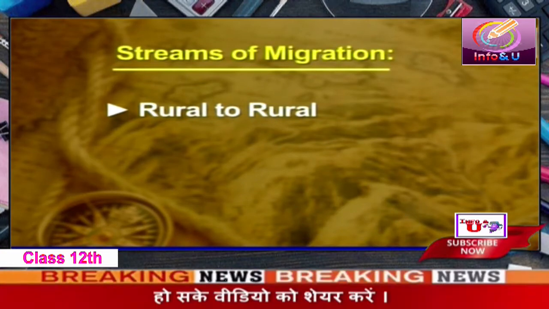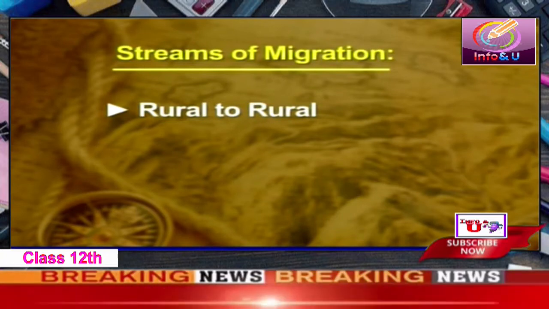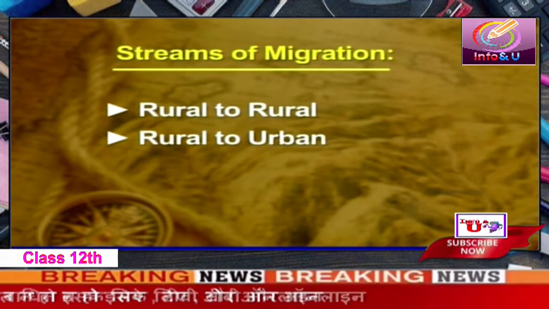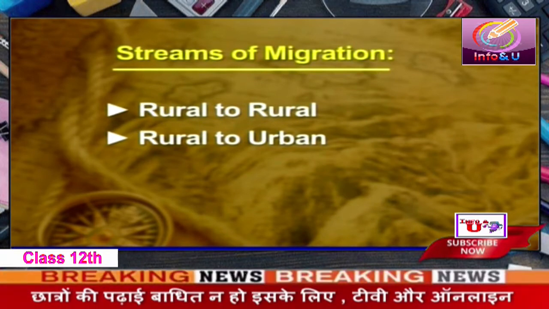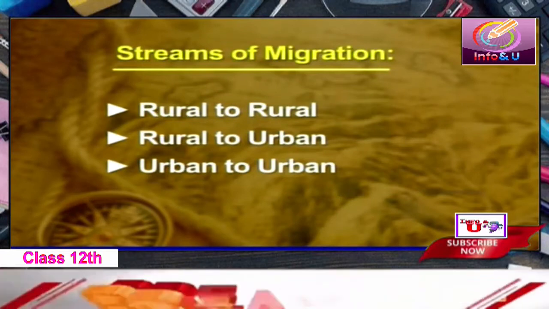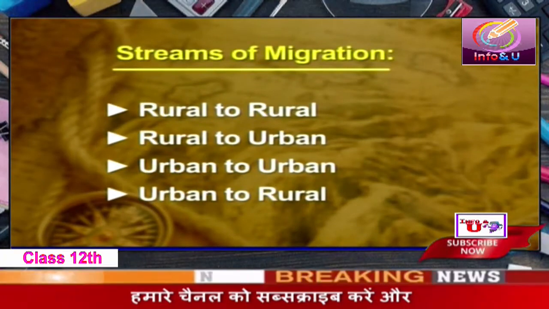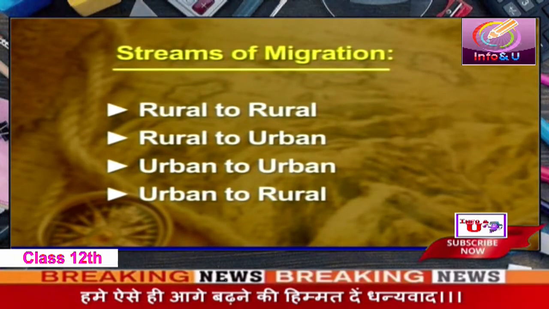The people migrate from one rural area to another rural area. Or the people migrate from a rural sector to an urban sector. A very common feature that we see all over is people migrating from one urban sector to another urban sector, which is close by or maybe a little far away. The fourth stream is migration from an urban to a rural sector.